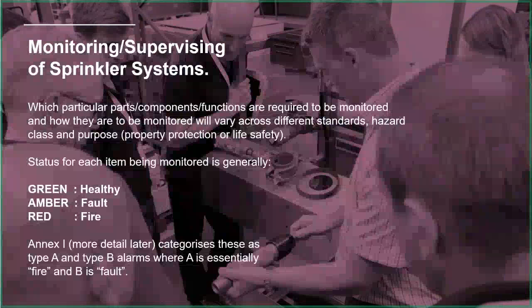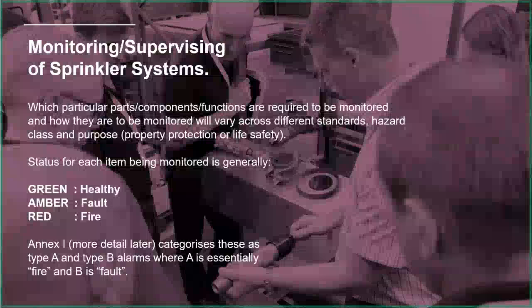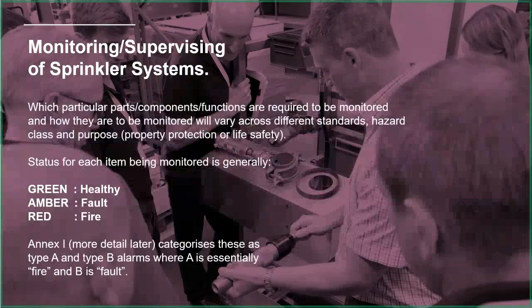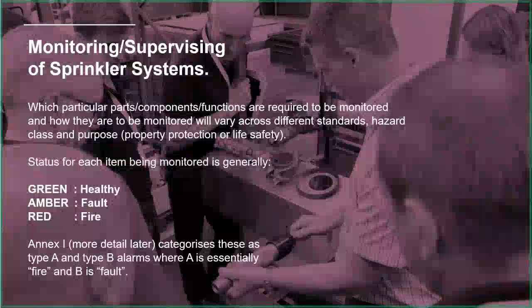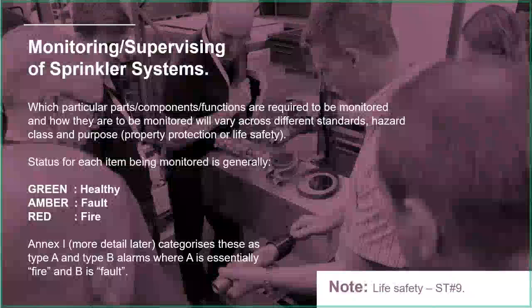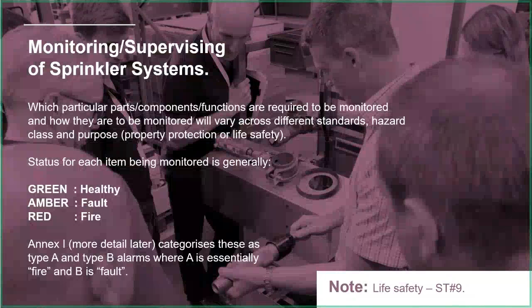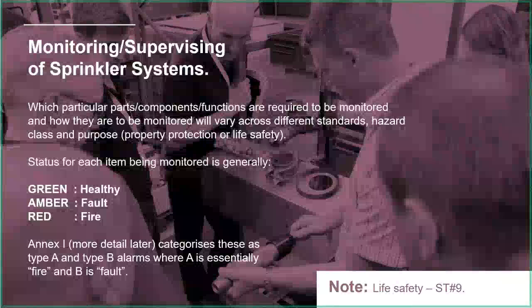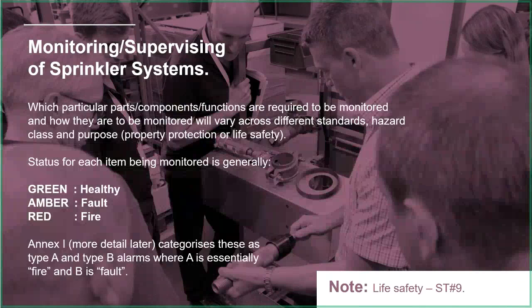Which particular bits need to be monitored and how they are to be monitored will vary across different standards, hazard class and purpose, i.e. is it property protection or life safety. We've already had a sprinkler talk on life safety. That was sprinkler talk number 9. So there are some more details in terms of what additional things will need to be monitored as far as life safety goes.